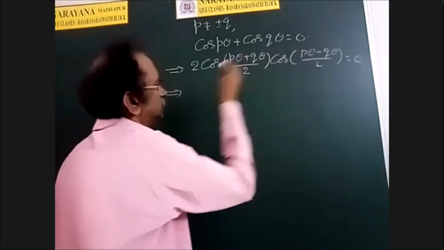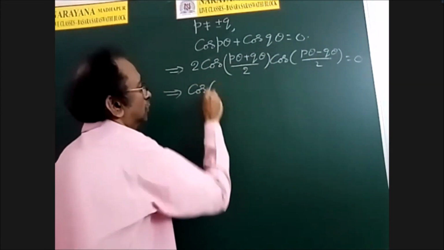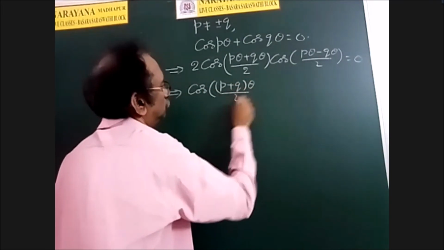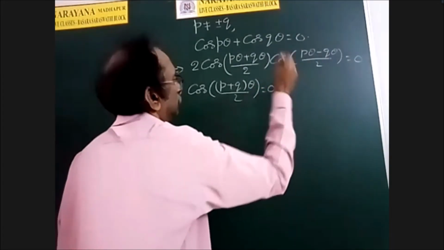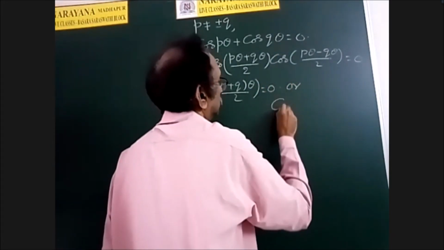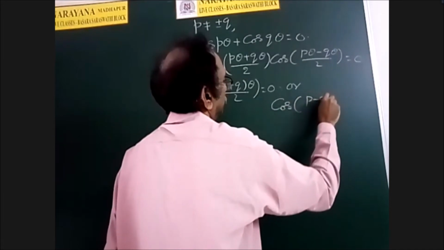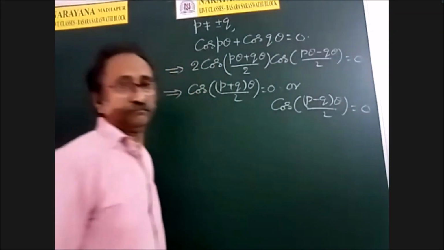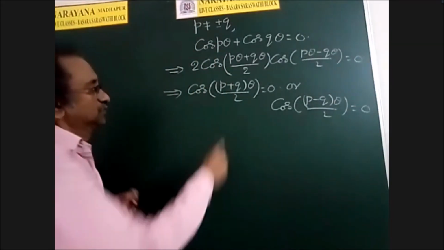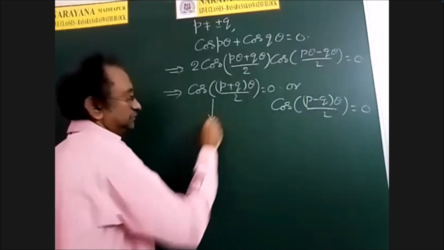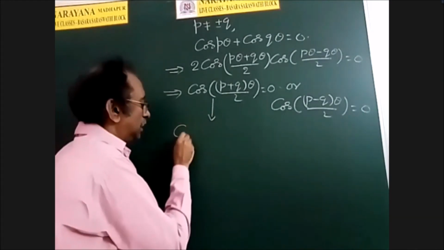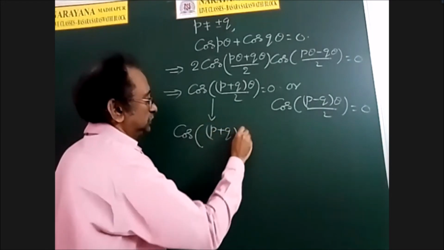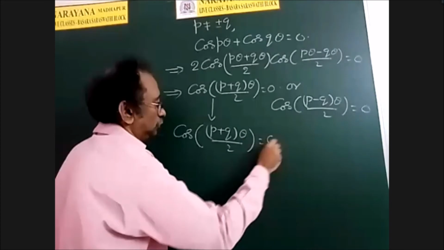Now this product is 0 means either cos of (P plus Q) into theta by 2 is equal to 0, or cos of (P minus Q) into theta by 2 is equal to 0. Now there are two cases. First we will take one case. Now cos of (P plus Q) theta by 2 is equal to 0.